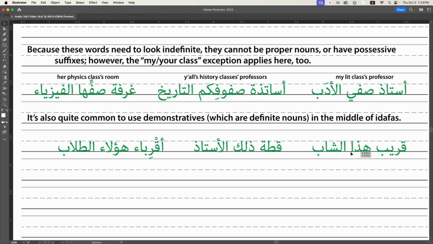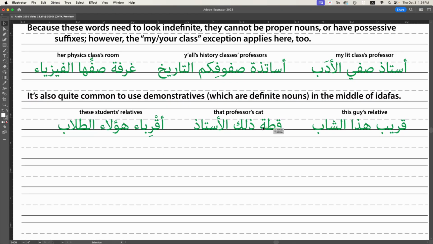Ashab. So this is ashab, this guy, and it gives us the relative, even though it's not marked as definite, because it can't be, because it's a non-final word in an idafa. So the relative of this guy, or in better English, this guy's relative. قطة, here the ta marbuta, ذلك الأستاذ, so that professor: the cat of that professor, or that professor's cat.